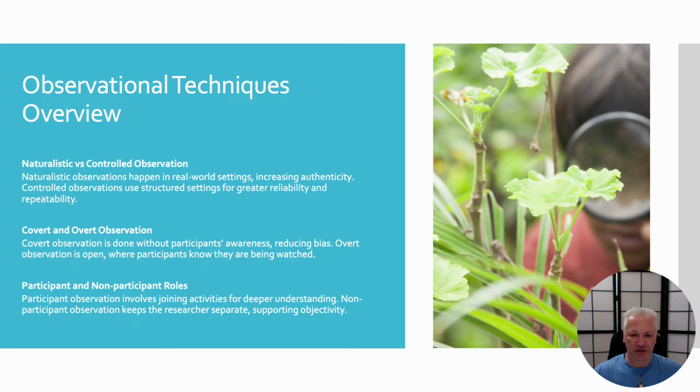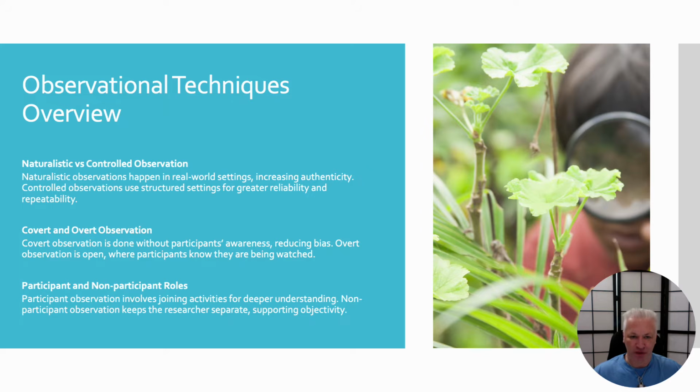Controlled observations. So a controlled observation takes place in a controlled environment, such as a lab, where some variables may be manipulated or standardised. The strength of this is the greater control over extraneous variables, it's easier to replicate, and that increases reliability. The weakness is there's lower ecological validity than in naturalistic observations, and participants may behave unnaturally due to the artificial setting.